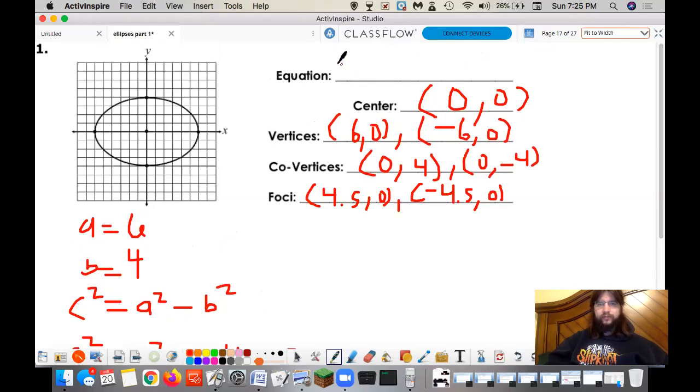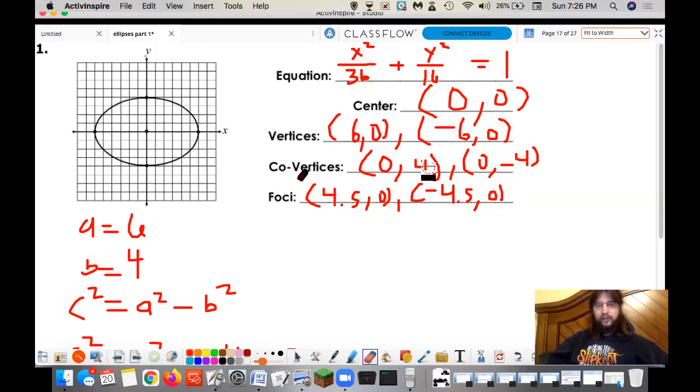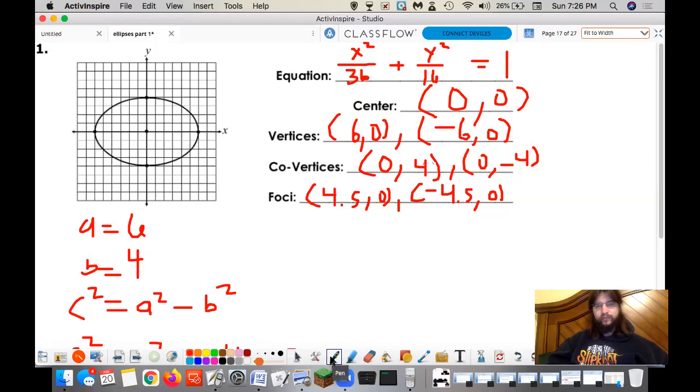Now, the equation. Well, our h and k are both 0, so it's just going to be x squared and y squared. We know it's got to equal 1. My major axis was horizontal, so underneath x squared, I need a squared, which is 36. Underneath y squared, I need b squared, which is 16. So again, we didn't actually need any of this to find the equation, but that's what it wanted, so let's do it. Not hard to do anyway.